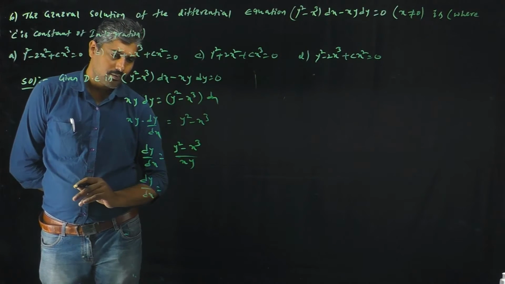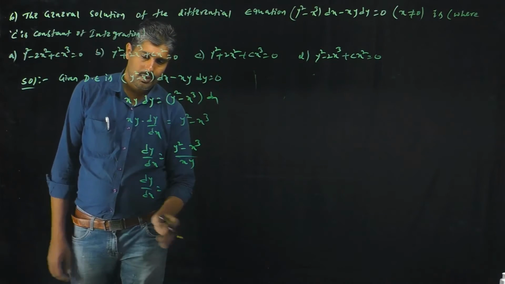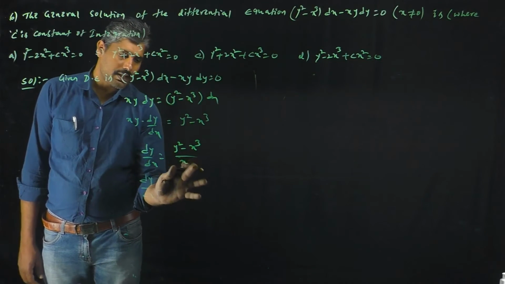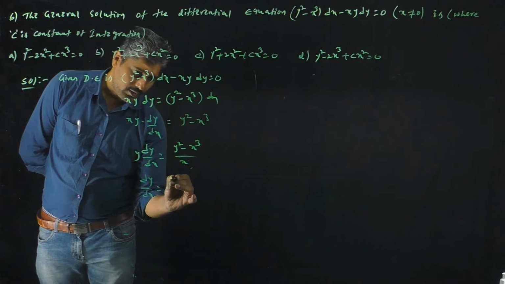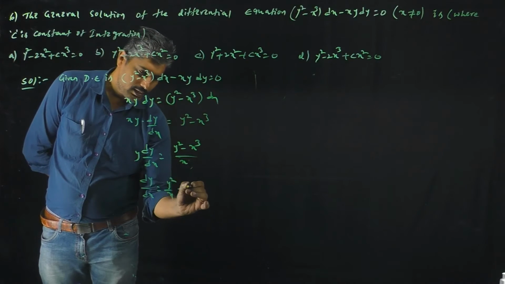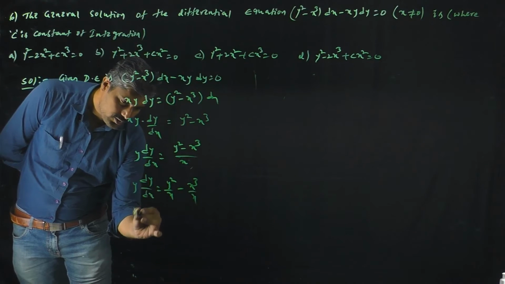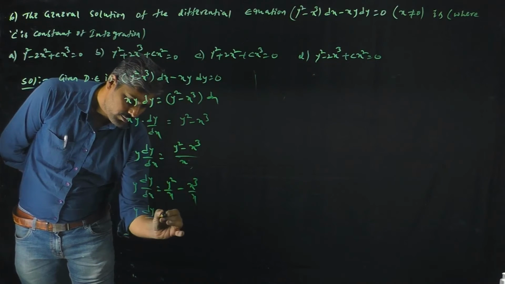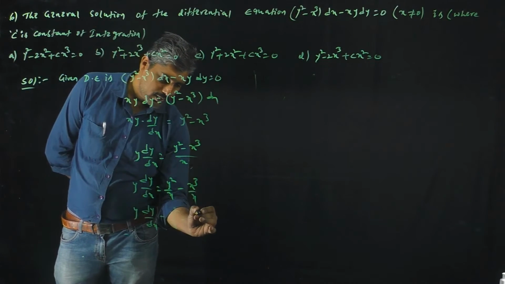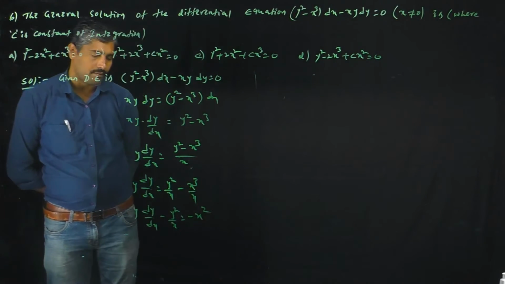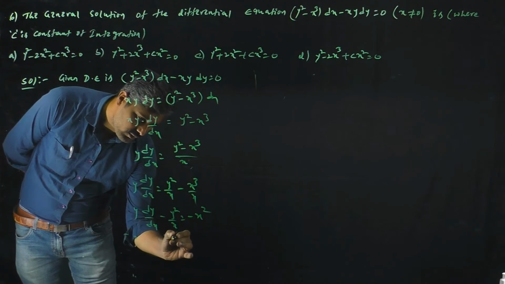Dividing with x on both sides, then we get y square by x minus x cube by x. Therefore, y into dy by dx minus y square by x equal to minus x cube by x, that is equal to minus x square. Put y square equal to t.